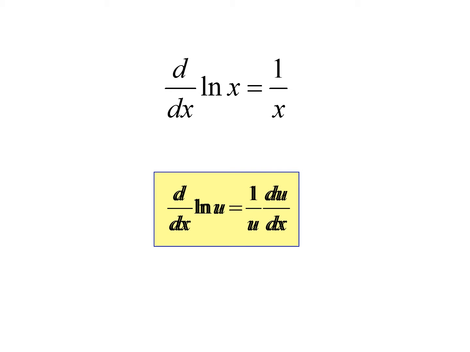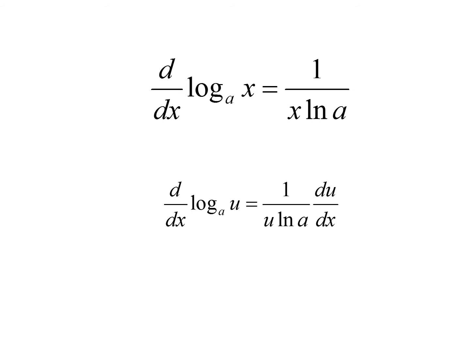So the derivative of natural log of x is simply 1 over x. Then if we use chain rule, it would be 1 over u times, of course, du dx. The derivative of log when it doesn't have a base of e is 1 over x natural log of a, where a is whatever the base is. And of course, this is what it looks like using chain rule.